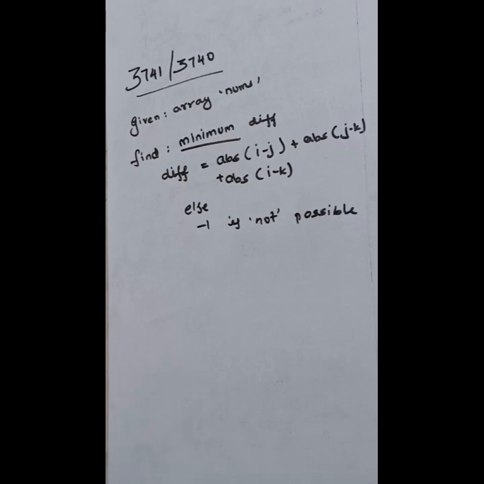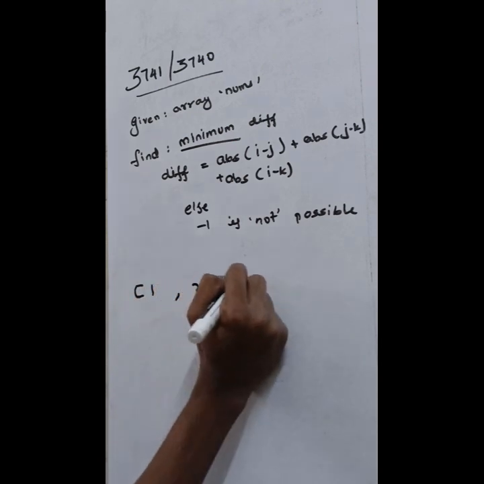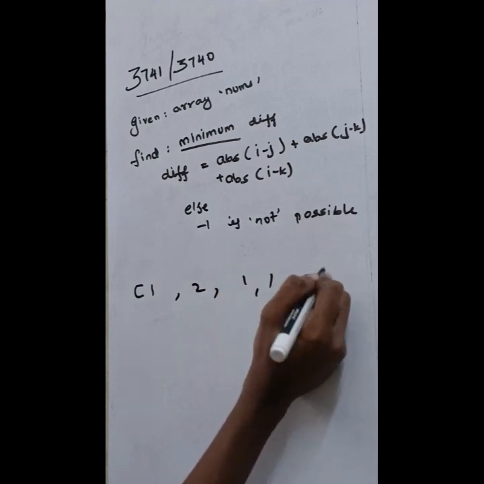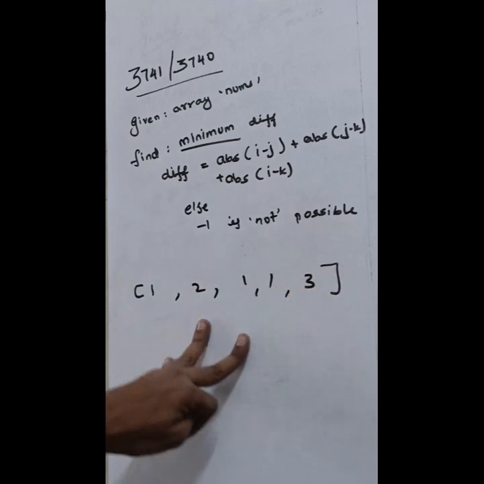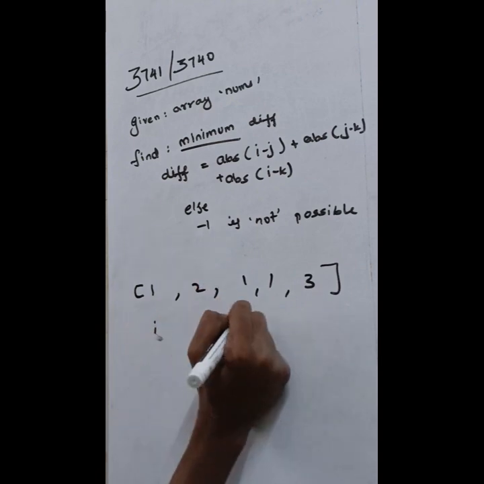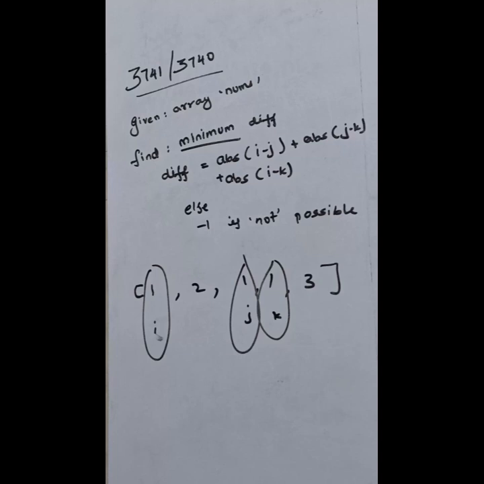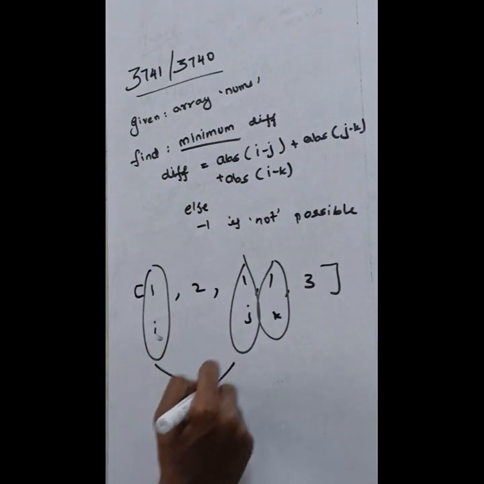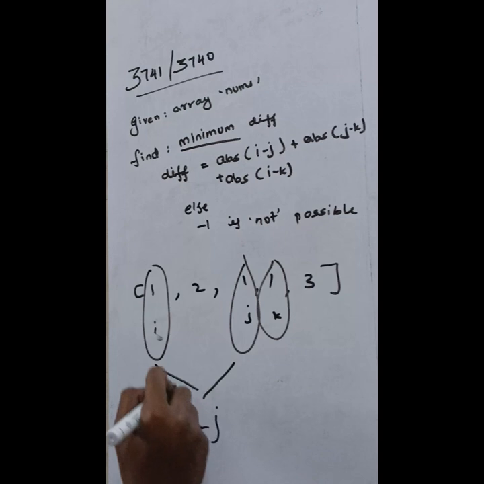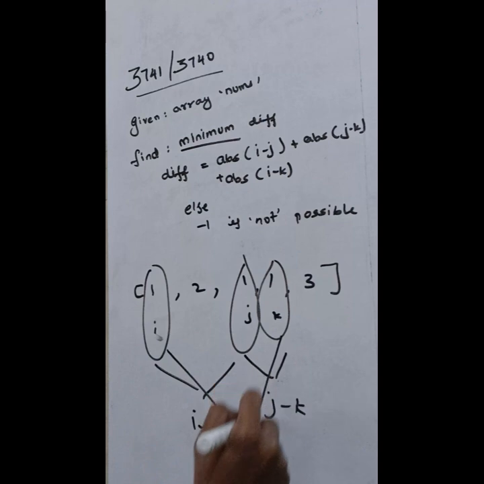That is, let's say there's an array like 1 2 1 1 3. Now we'll have to find 3 elements in the array which are same. So let's say this is I, and this is J, this is K. Okay, now all these 3 are same. Now our aim is to find the minimum difference. What is difference? Difference is nothing but the absolute value of the difference between I minus J and J minus K and I minus K.